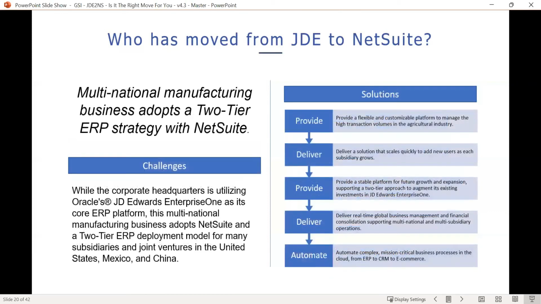Moving on from there, there's a multinational manufacturing business that adopts a two-tier ERP strategy. This is what I referred to earlier, where this company based here in the United States has a number of international entities. Rather than deploying JD Edwards at each of those international entities, they have looked to a two-tier ERP solution approach where they deploy NetSuite to a number of these international operations and then simply connect that data up to JD Edwards so they can pass the data into JD Edwards at a corporate level as it's needed.